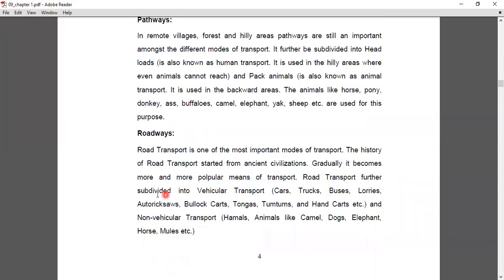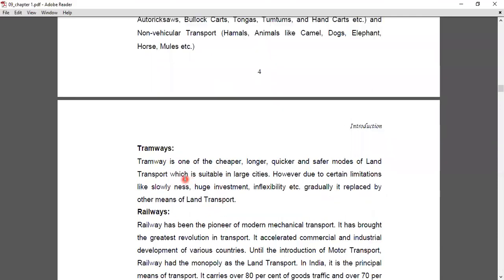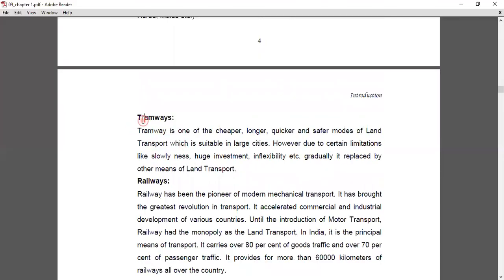Road transport is further subdivided into vehicular transport, like cars, trucks, buses, lorries, auto rickshaws, bullock carts, tongas, tum-tums, and hand carts, etc., and non-vehicular transport, using animals like camels, dogs, elephants, horses, mules, etc. So there are two different types of transport, subdivided into two categories: vehicular transport and non-vehicular transport. Okay, so the next one is the tramway.